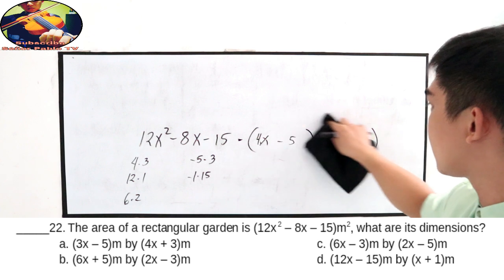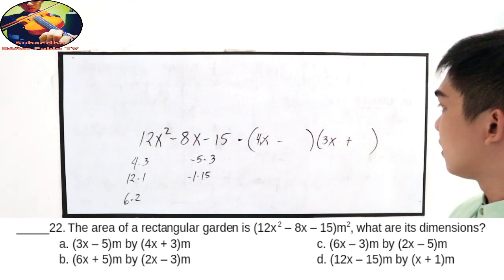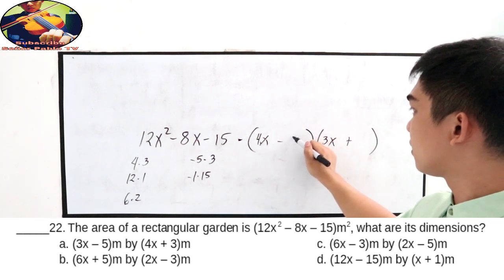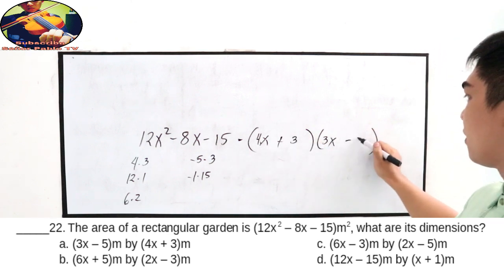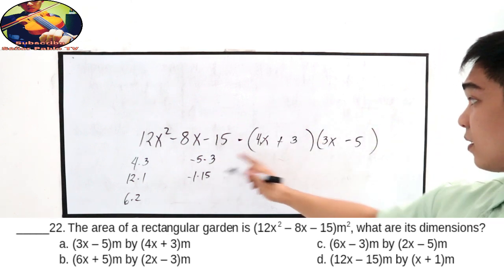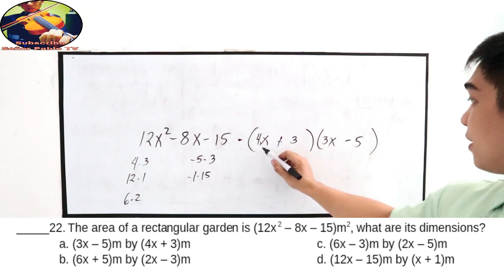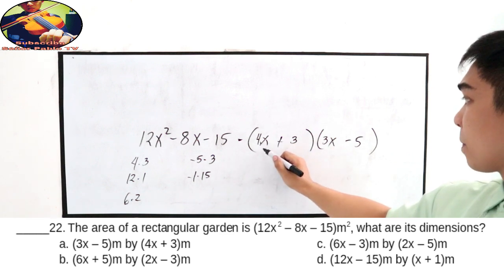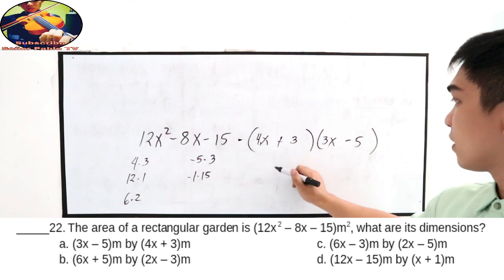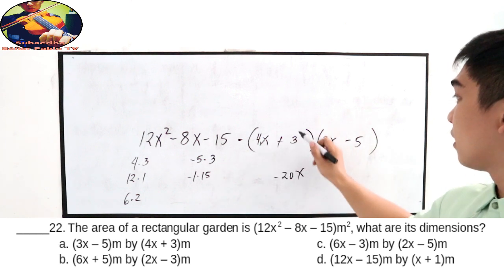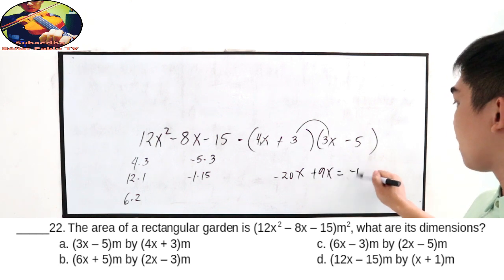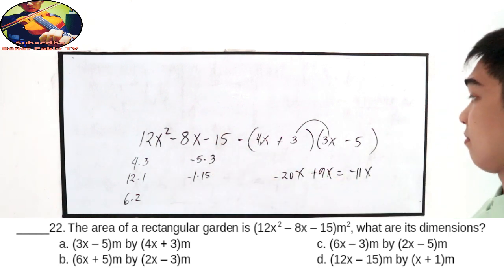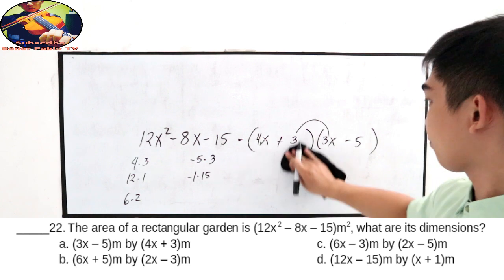Paano kapag negative 3 dito, positive 3, negative 5? Interchange natin. 4x times 5, negative 20x. 3 times 3, positive 9x. Negative 11x, hindi din. Hindi din siya.